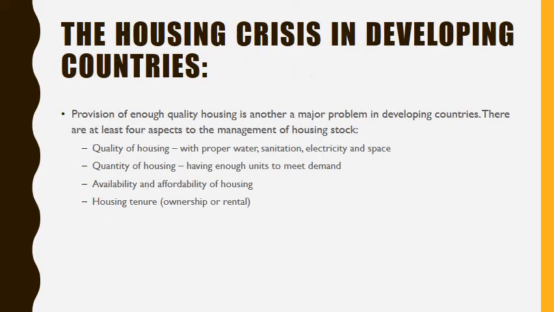The housing crisis in developing countries. Provision of enough quality housing is another major problem in developing countries. There are at least four aspects to the management of housing stock. Quality of housing with proper water, sanitation, electricity, and space. Quantity of housing, having enough units to meet demand. Availability and affordability of housing. Housing tenure, ownership, or rental.